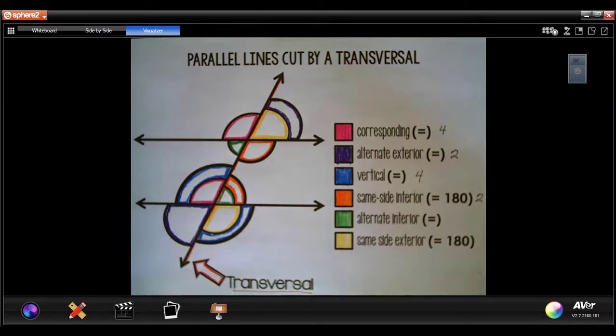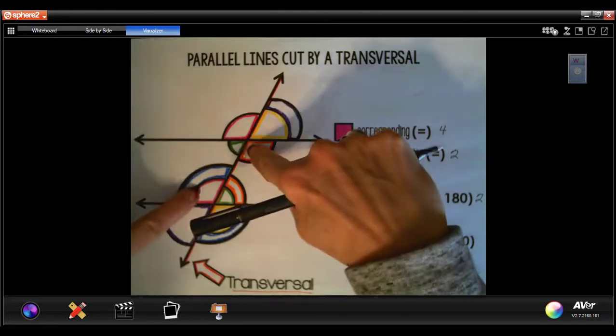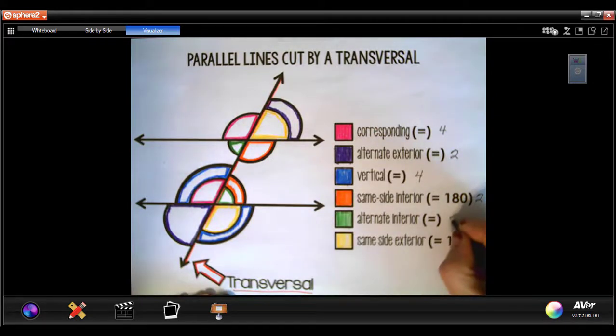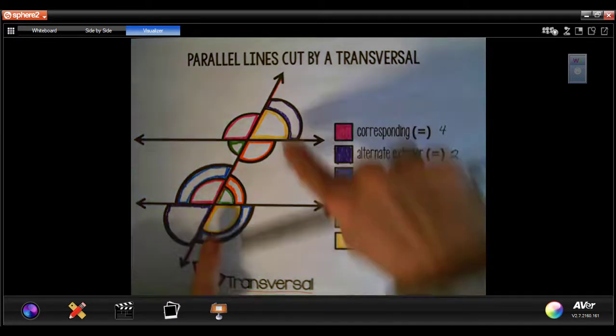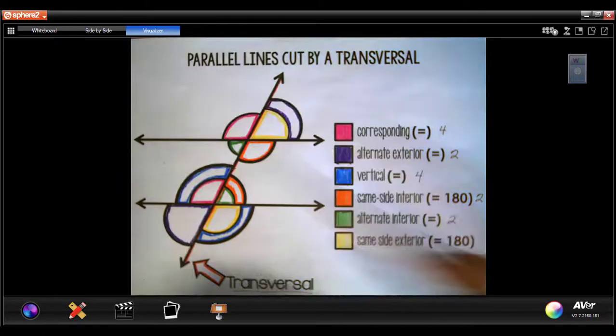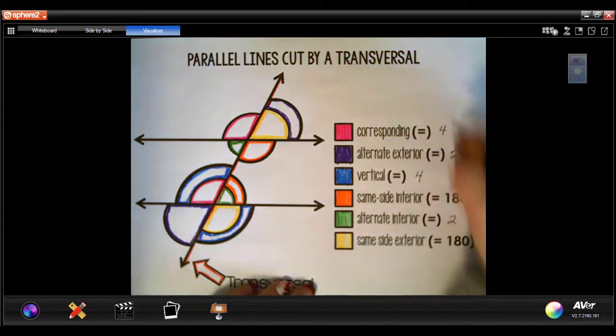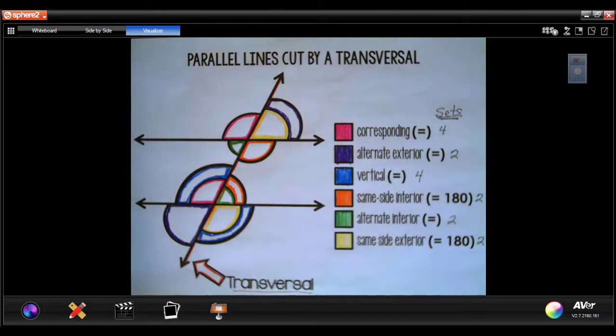And again, those are going to equal 180 degrees. Alternate interior here, and we'd have another set here. There are 2 sets of those. And then the last one, same side exterior. Okay, same side exterior, we'd actually have another set here. There are 2 sets of those. Okay, so I'm just going to write sets so you know how many of each of those you actually do end up seeing in the picture.